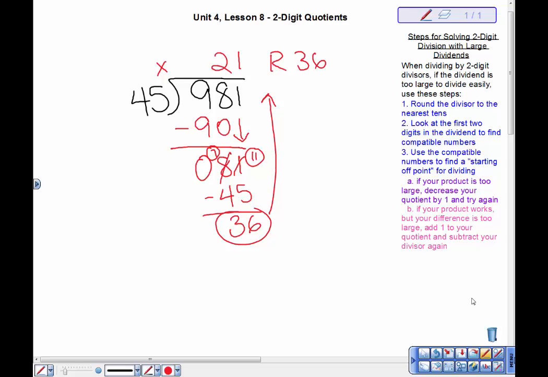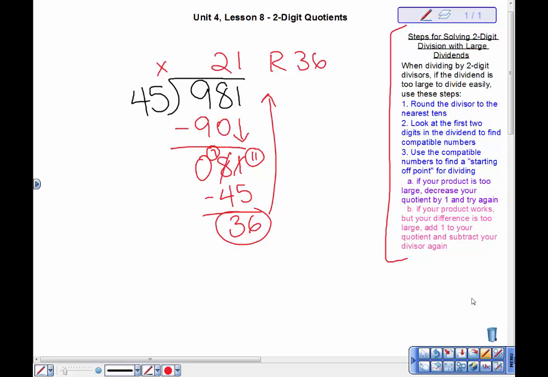All right, excellent job, guys. Like I said, it's really not much different than what we did with one-digit quotients. The important thing is to remember these steps when you're working with dividends that are a little too large to do in our head. When we get to numbers that we're not able to divide easily in our head, then use these steps to help you figure out what to do next.